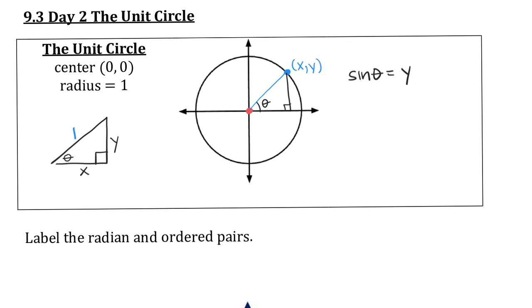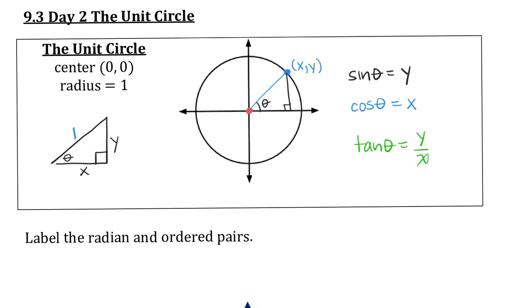And let's look at the cosine of theta. The cosine of theta would be x over r, but the r is just 1, so it's x over 1, which means the cosine is equal to the x coordinate. The tangent of theta is still y over x. So the reason the unit circle is so useful is because if I want the sine of theta, it is the y coordinate. If I want the cosine of theta, it is the x coordinate. And if I want the tangent of theta, I can get it by doing the y coordinate divided by the x coordinate.